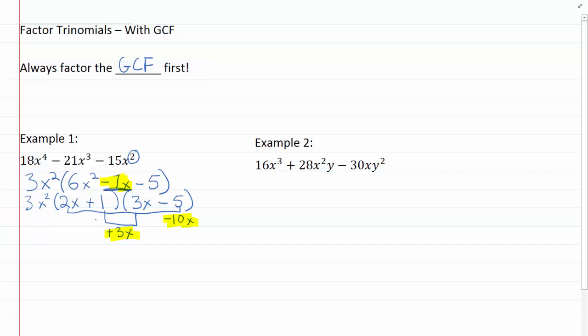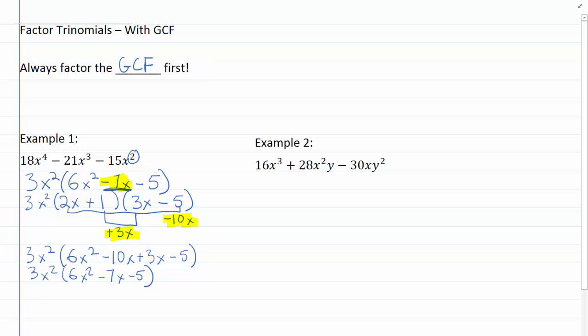So the first thing that I'm going to do is multiply this inside part back together. So I'll keep my 3x squared out in front. And then I'll have this 2x times 3x, 6x squared. 2x times negative 5 is minus 10x. 1 times 3x is plus 3x. 1 times negative 5 is minus 5. So I can simplify that a little bit farther. Come up with 6x squared minus 7x minus 5.